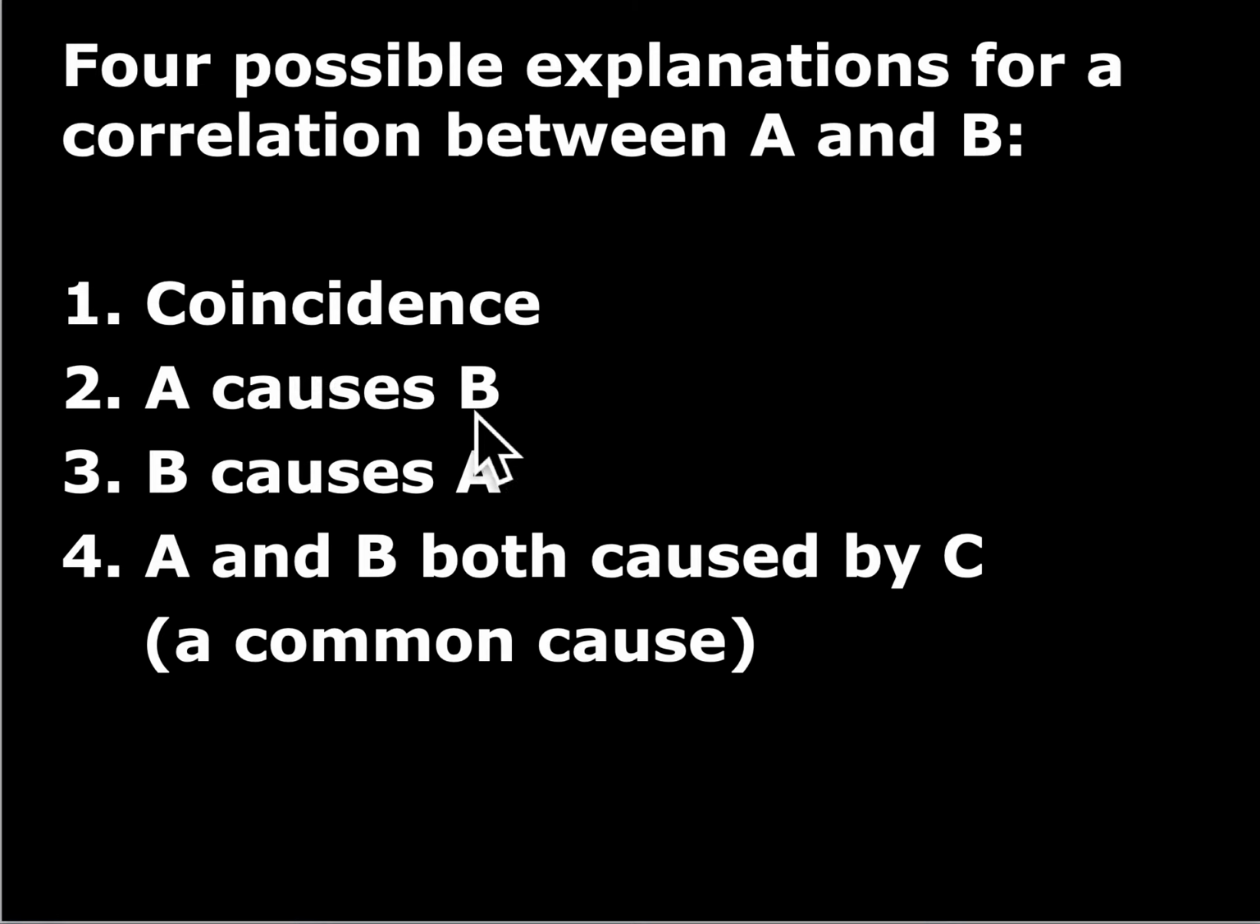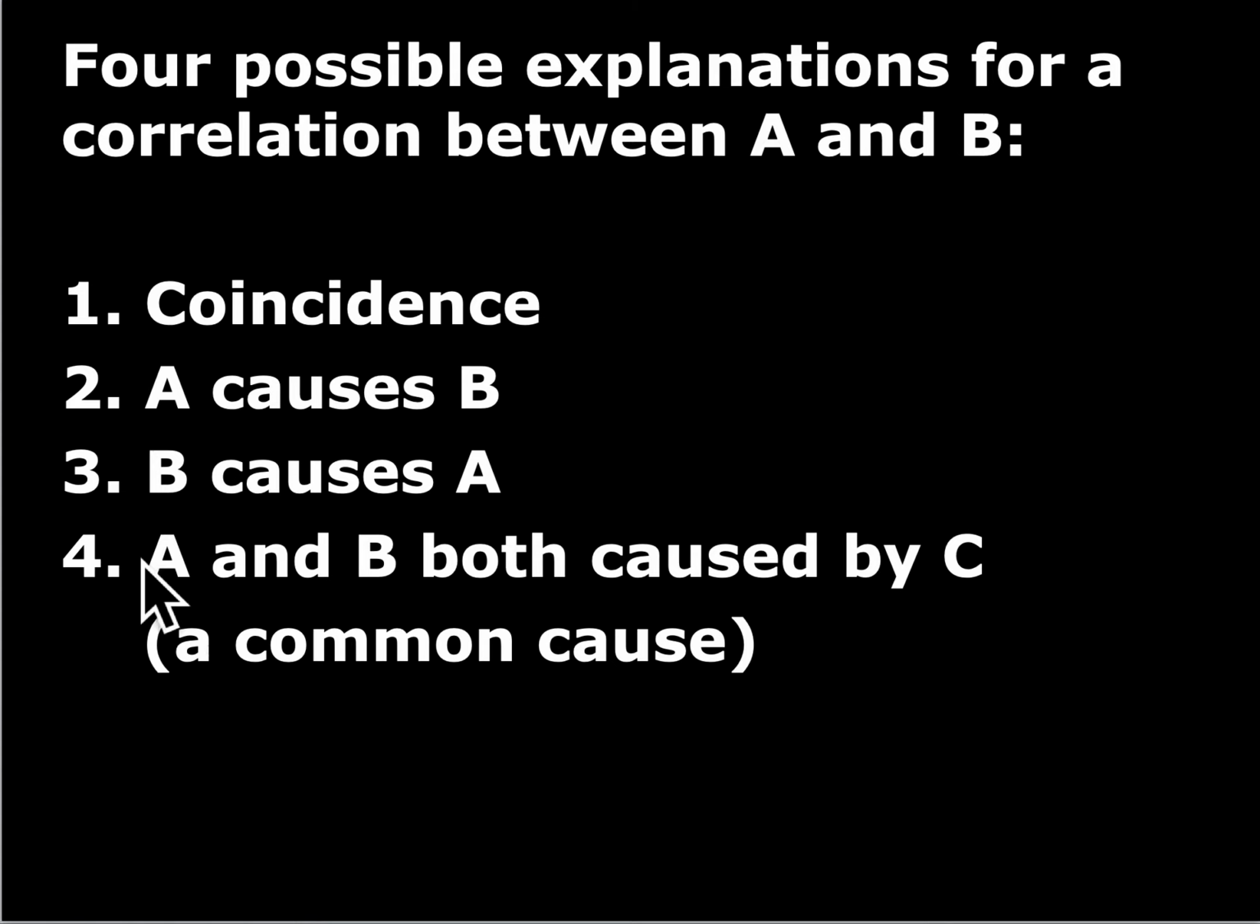It could be that A causes B. If A and B are correlated, maybe the explanation is that A causes B. How does that explain the correlation? Well, because A happens, it causes B, and now you've got A and B together, because A happened and then B happened, and now they're correlated. Here's another explanation. B causes A. B happens, it causes A, and now you've got A and B together.